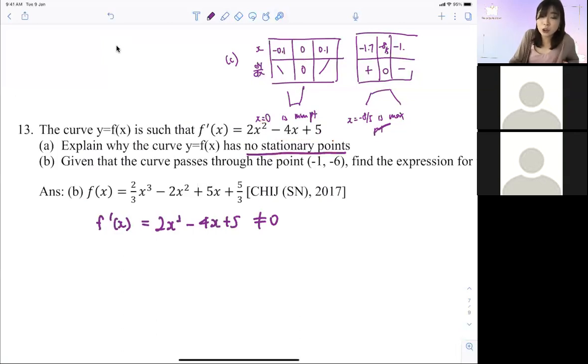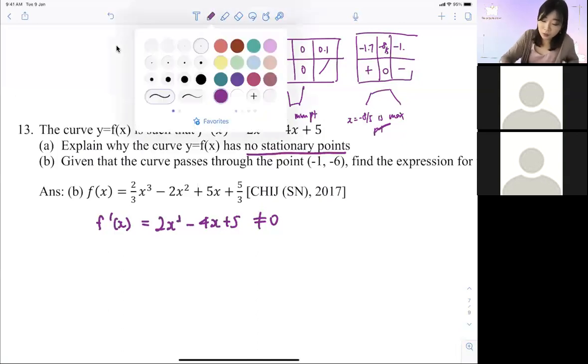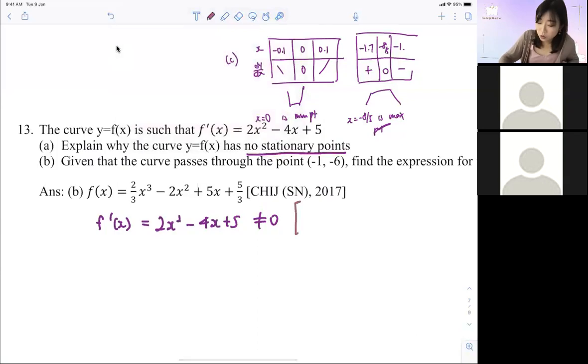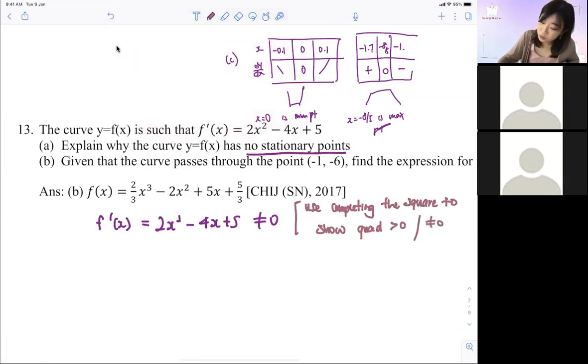Okay, if you want to show that a quadratic cannot be equal to 0, you have to prove that it is always bigger than 0 or smaller than 0. So if you want to prove that it's bigger or smaller than 0, you use completing the square. Okay, can you help me write down? Use completing the square to show quadratic bigger than 0 or cannot be equal to 0.